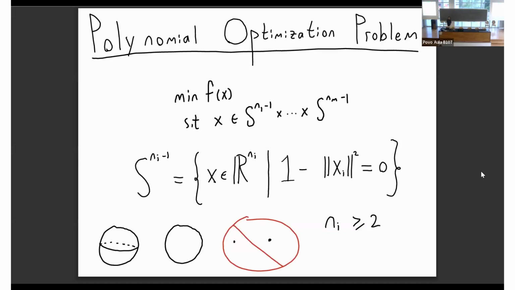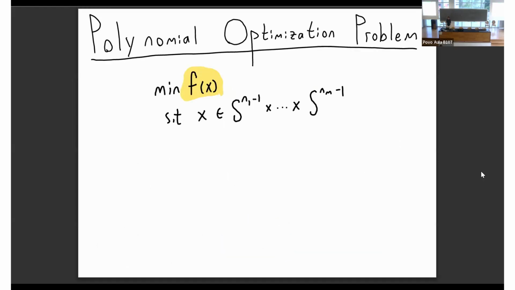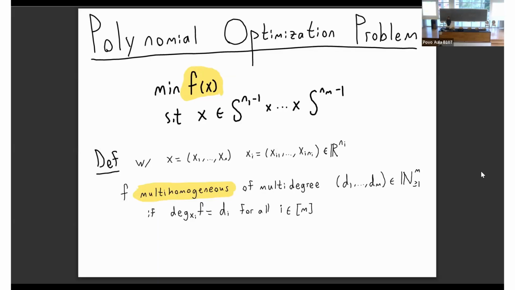And I would like the sphere to not be just 2 points, so we say that the dimension is at least 2. So we have at least a circle, or whatever you would like, but just not 2 points. And then we would like to look at some kind of subset of special polynomials. For this, we give a small technical definition of a multi-homogeneous polynomial.